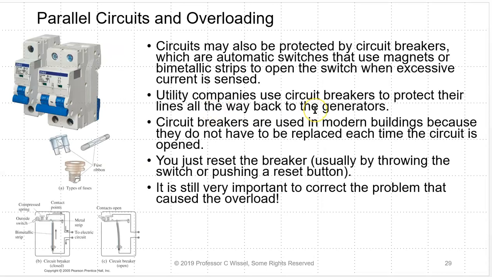Now, circuits can also be protected by circuit breakers, which are automatic switches that use magnets or bimetallic strips to open the switch when excessive current is sensed. Utility companies use circuit breakers to protect their lines all the way back to the generators. Circuit breakers are used in modern buildings because they don't have to be replaced each time the circuit is open, and there isn't the temptation to replace the circuit breaker with a larger one. You just reset the breaker, usually by throwing the switch or pushing the reset button. It's still very important to correct the problem that caused the overload.